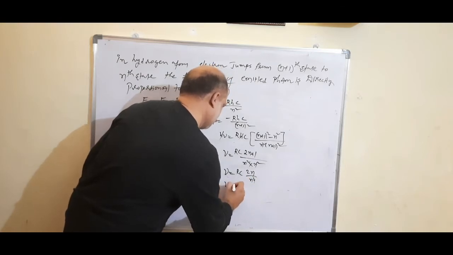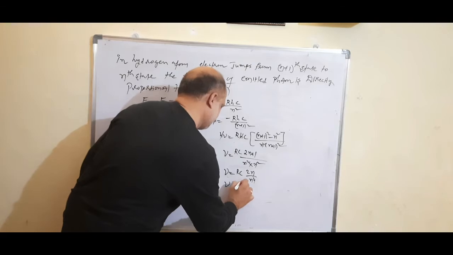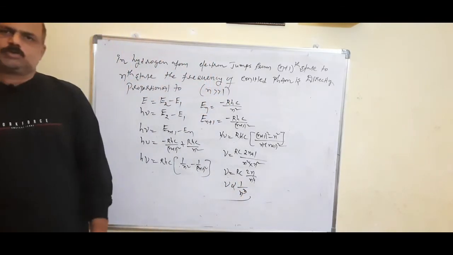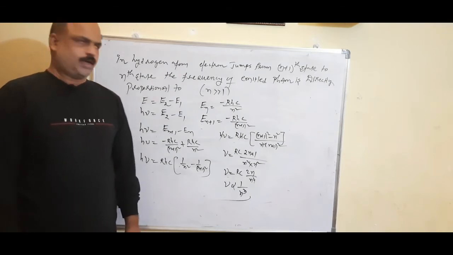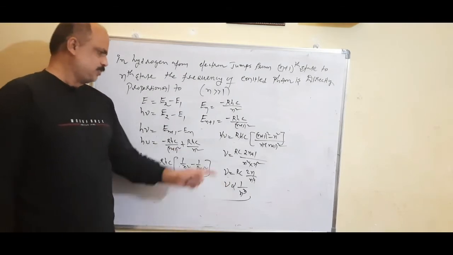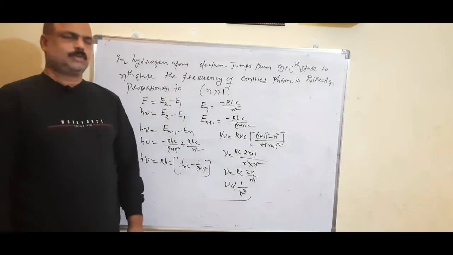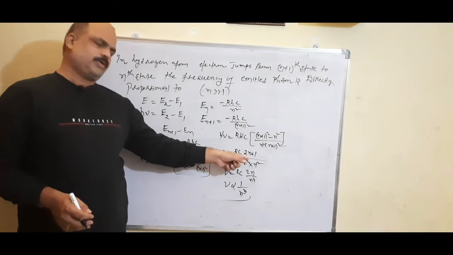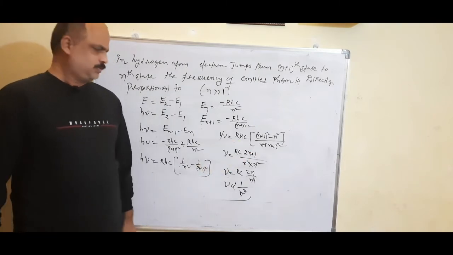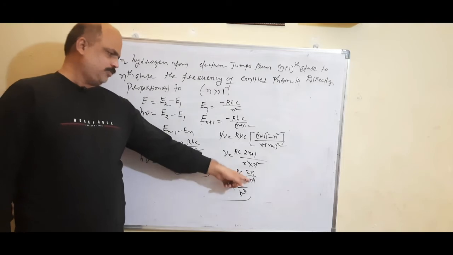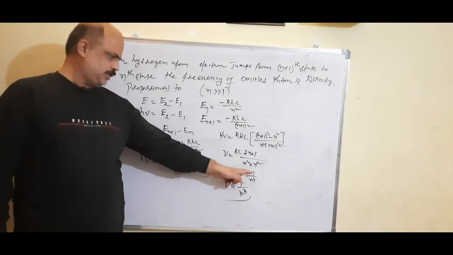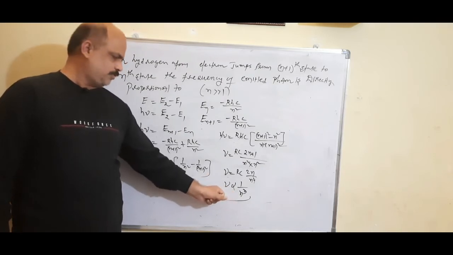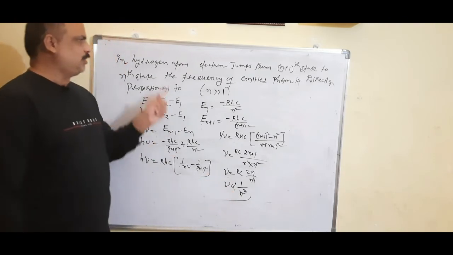So nu is inversely proportional to n cube. Our option is nu inversely proportional to n cube. Here n is greater than 1, so compared to n, 1 is neglected. So nu is equal to RC into 2n by n to the power of 4. This n cancels in n cube times. So frequency is proportional to 1 by n cube. This is the answer of this question.